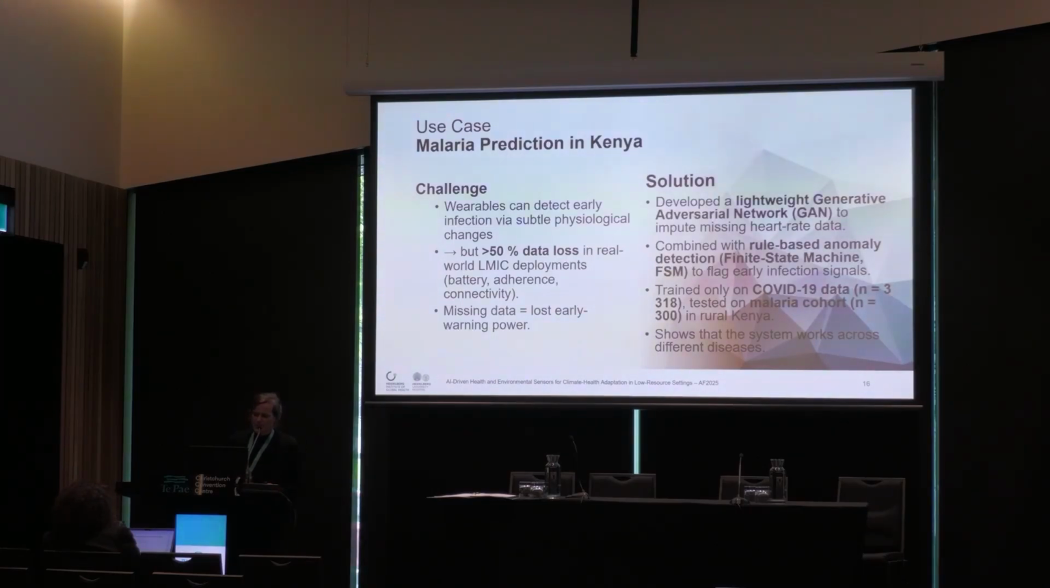What we did was to develop a generative adversarial network to fill up the missing heart rate data that we had. This was combined with a rule-based anomaly detection, a finite state machine, to flag early infection signals. We used another data set, a COVID-19 data set, to cross-train the filling up of the missing data, because COVID-19 shares similarities in the pathology with malaria. And what we found was that it works quite well. So we really can train machine learning models across different diseases.